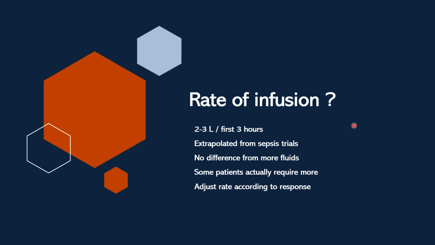Where does this data come from? It came from most sepsis trials, and these sepsis trials didn't show any difference between using normal saline or buffered crystalloids. No difference between giving 2 to 3 liters over the first 3 hours or giving 5 liters, which was proposed before. After that, you should adjust the rate according to the response.